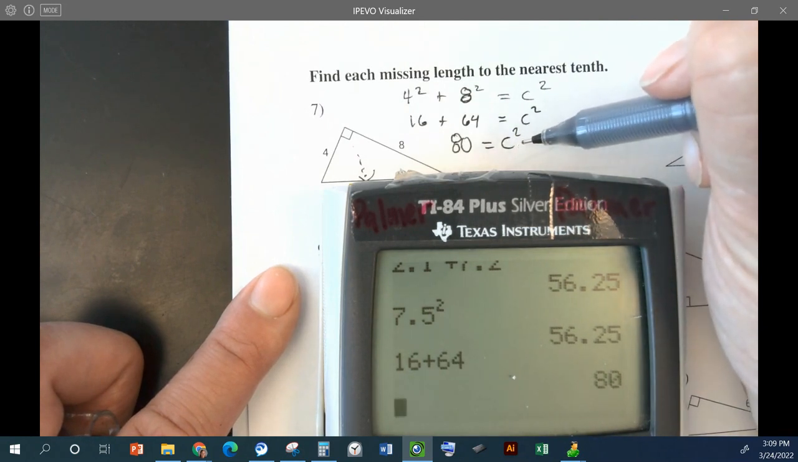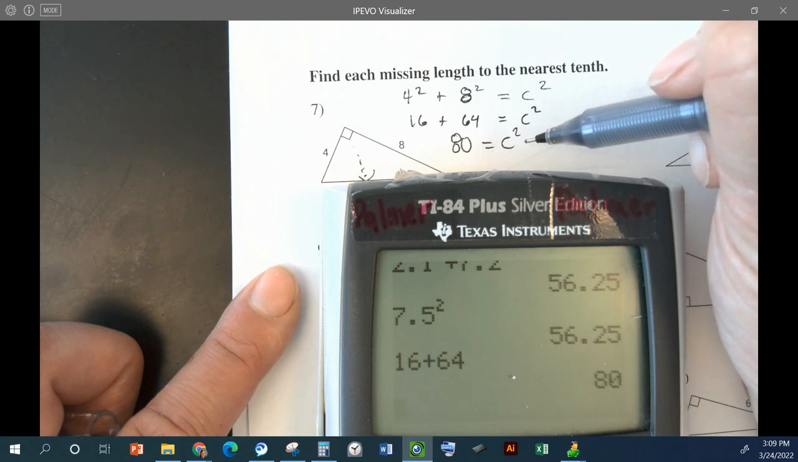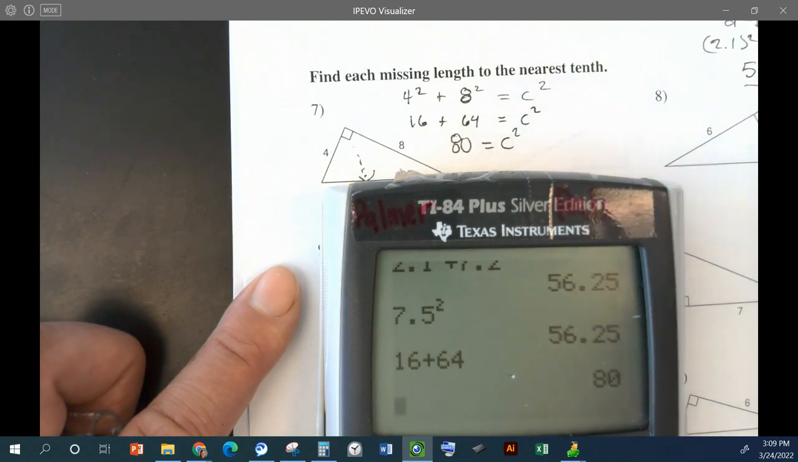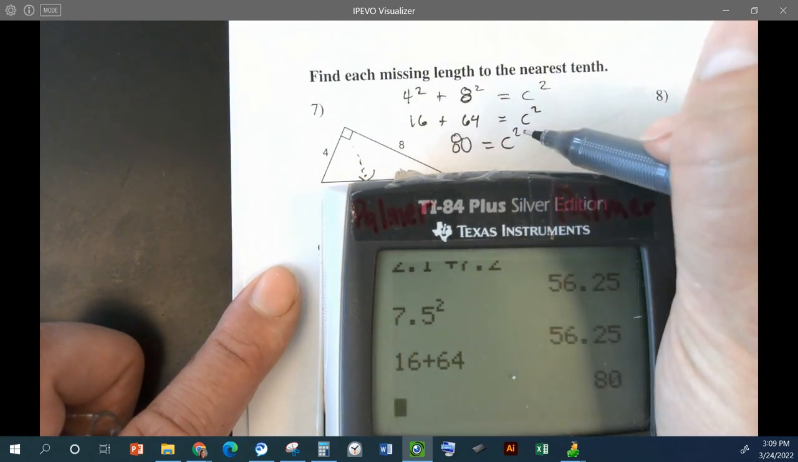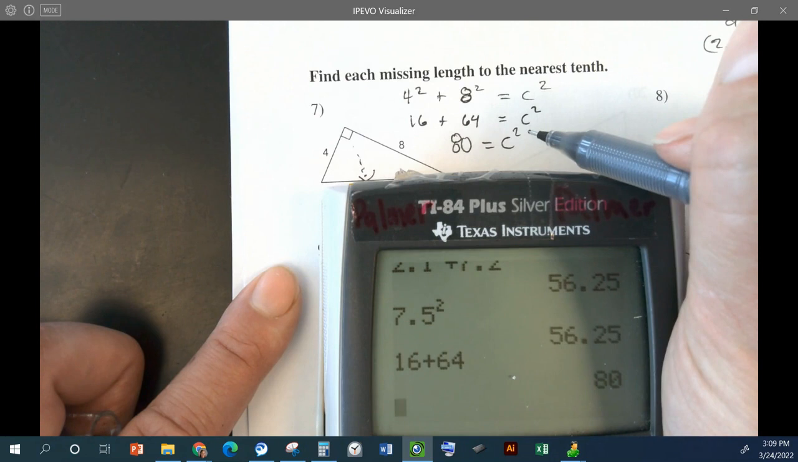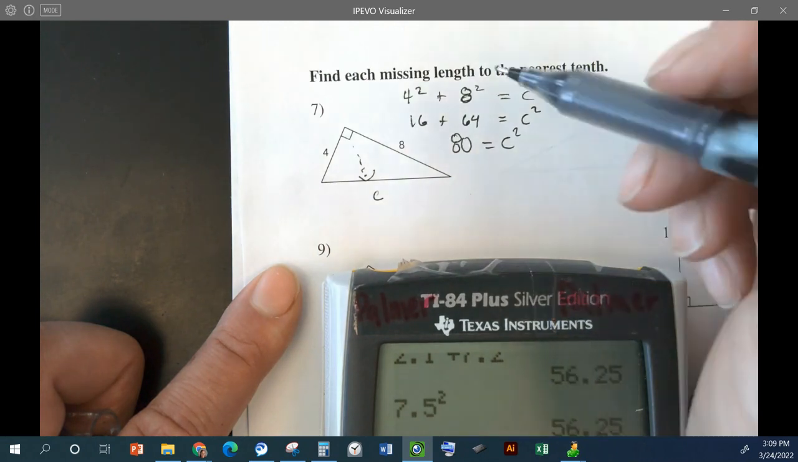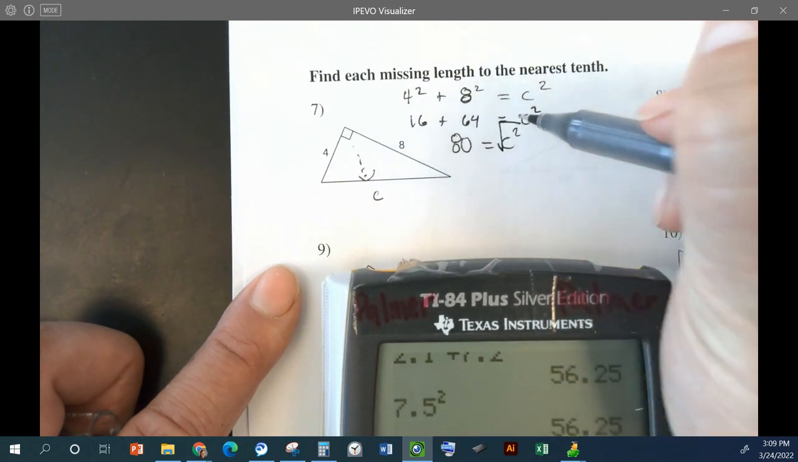So how do we get rid of that squared? Do you guys know? The opposite. If it's multiply, that's the opposite of divide. But do you know what we need, the opposite of squared? Can anyone remember? So we have this symbol. Does this look familiar? We got the square root.